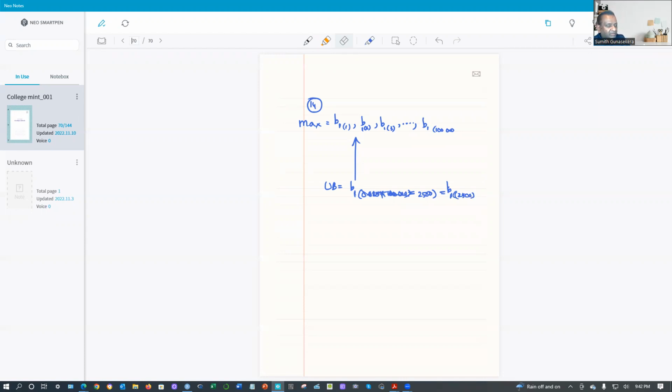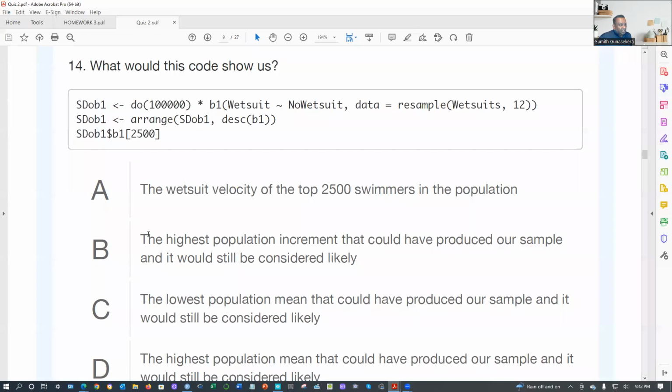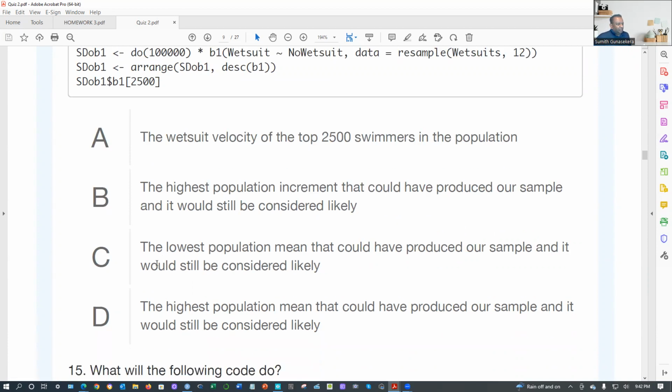That's the upper bound. For this one, if you want the lower bound, in a similar fashion you can get it, but they were not interested in the lower bound. How do you get this one? You go to the sampling distribution that they have given, in descending order, that R code. You go to the upper bound, that entry. You go to B1 and say, give me the 2,500th. So this is the highest bound.